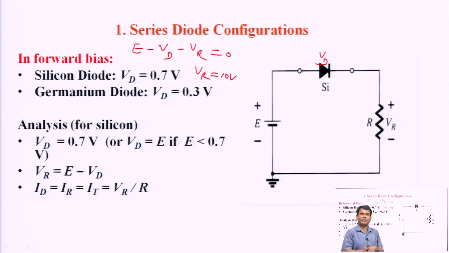But what will happen here? When we measure the voltage across the resistance with a voltmeter, it will be 9.3 volt. This means there is an error of 0.7 volt, which is around 7%. If the working voltage is 100 volt and we assume ideal, then the voltage across the resistance will be 100 volt. If we assume practical, it will be 99.3 volt. This means the error is around 0.7%.